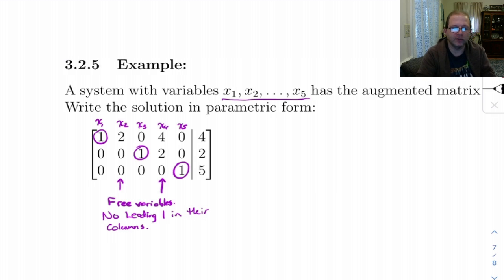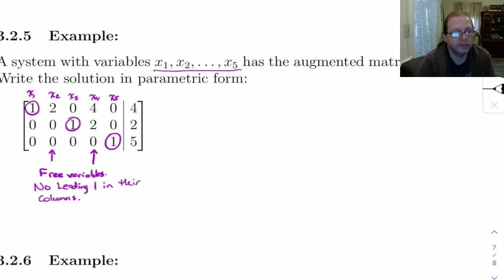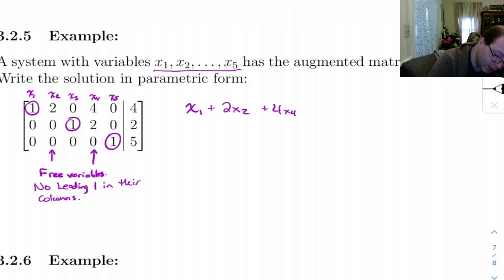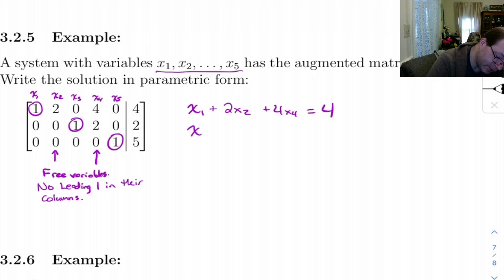So here's how we write out the solution. For each one of these, we're going to write out 5 solutions. Now this first row, maybe I should write the full row out. We get x1 plus 2x2 plus 4x4 equals 4. The second row gives me x3 plus 2x4 equals 2. And the last row just gives me x5 equals 5.